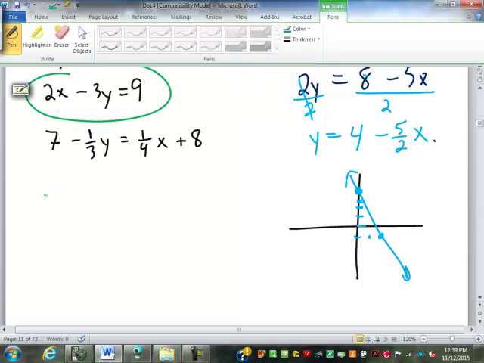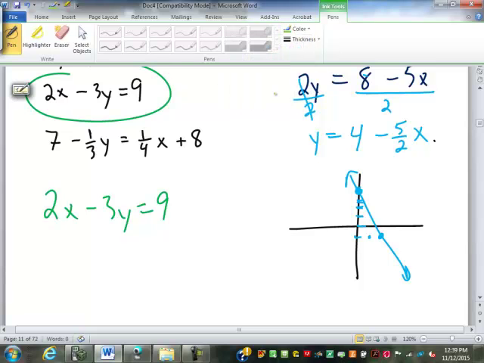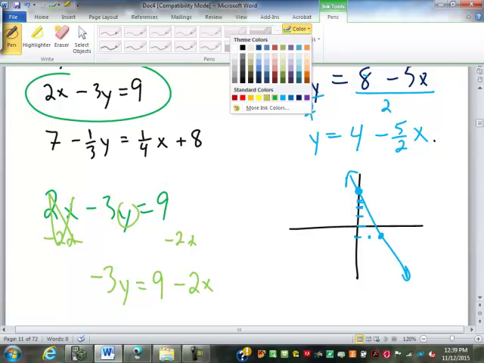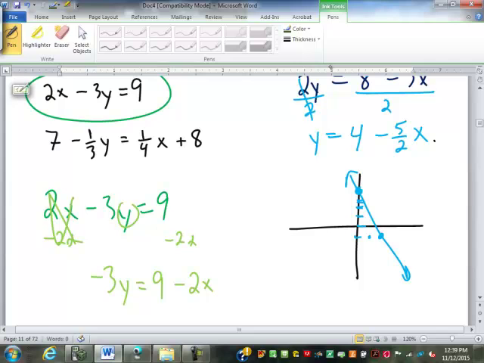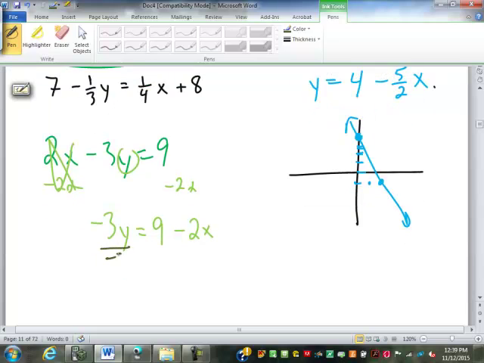Next, this one. 2x minus 3y equals 9. What do we have to do first? We've got to get y by itself, so we have to get rid of the 2x. I'm going to subtract 2x. It's gone. Now we have negative 3y equals 9 minus 2x. Any questions on where that came from? Everybody good that far? Okay, now what do we have to do? Divide by negative 3. So that's gone.